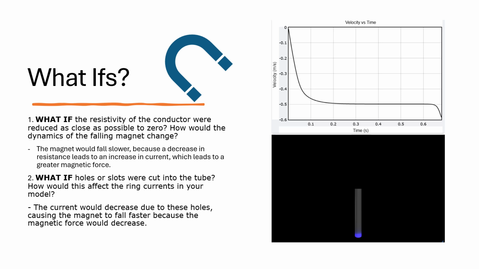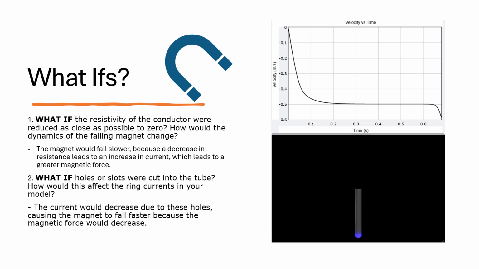So what if the resistivity of the conductor were reduced as close as possible to 0? How would the dynamics of the falling magnet change? The magnet is going to fall slower because the decrease in resistance leads to an increase in current, which leads to a greater magnetic force, and that greater magnetic force is going to cause the magnet to fall slower.